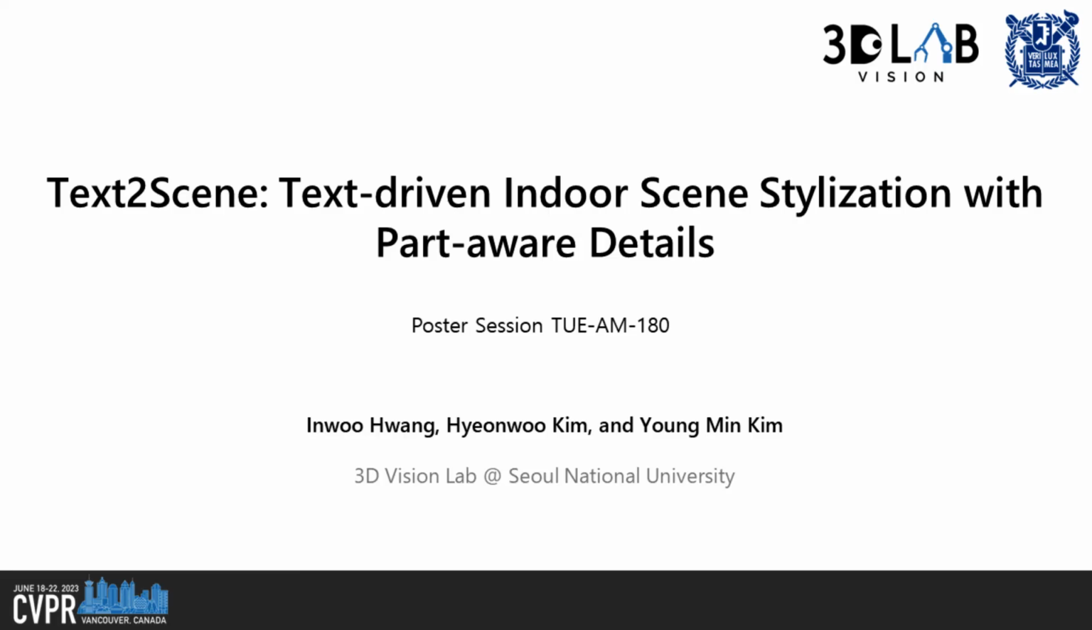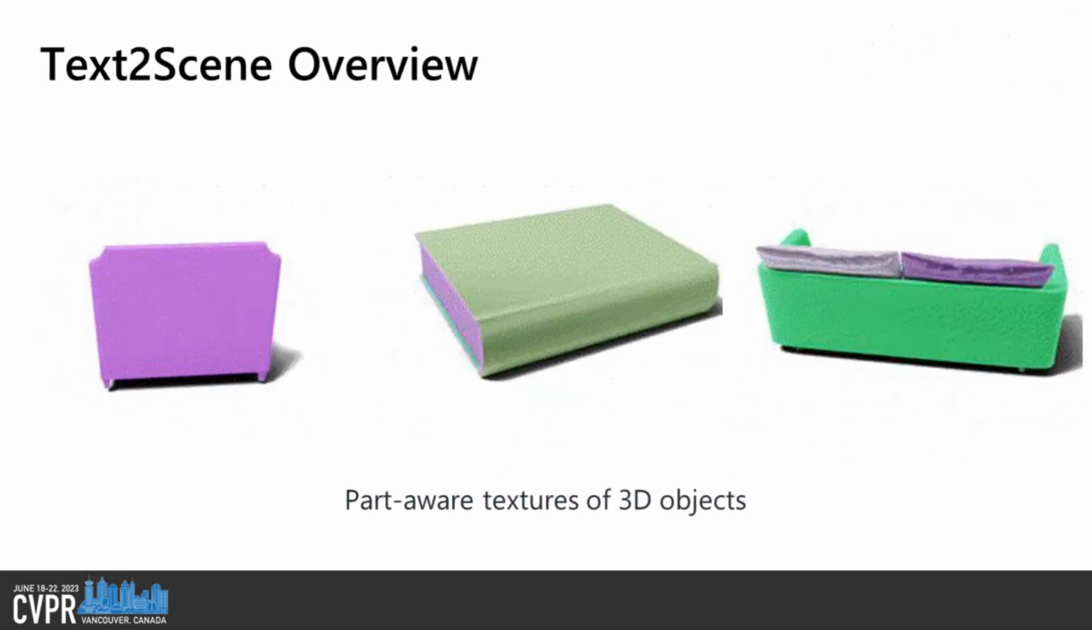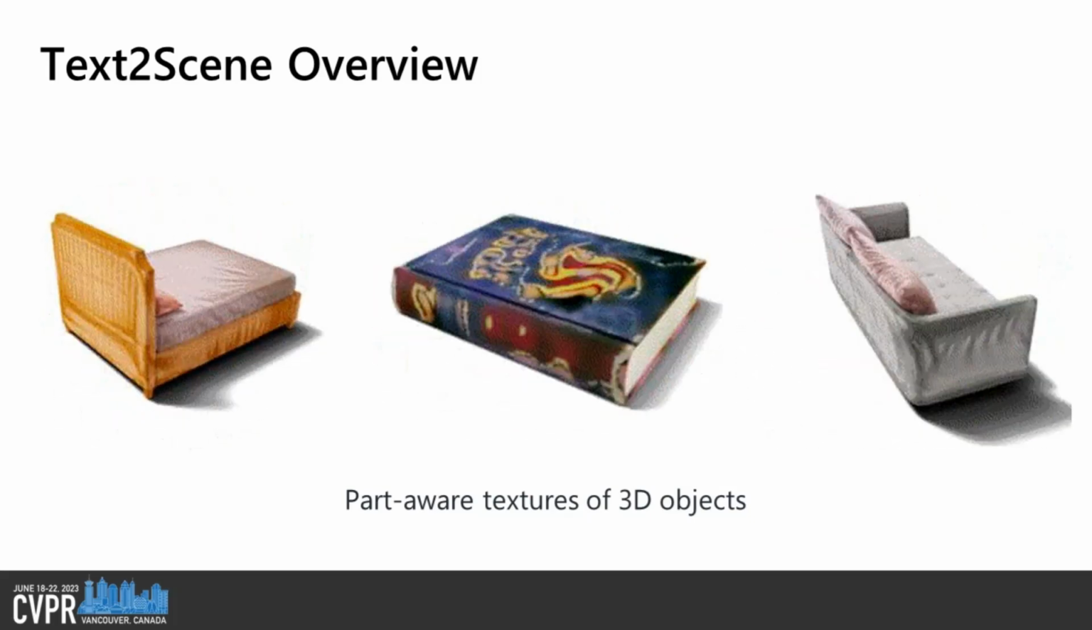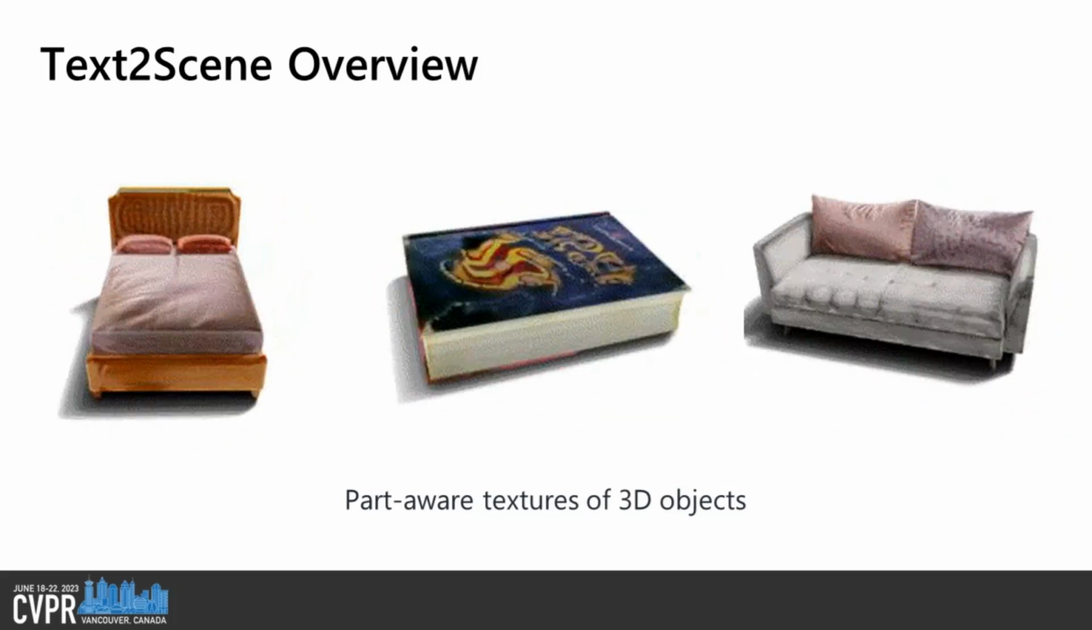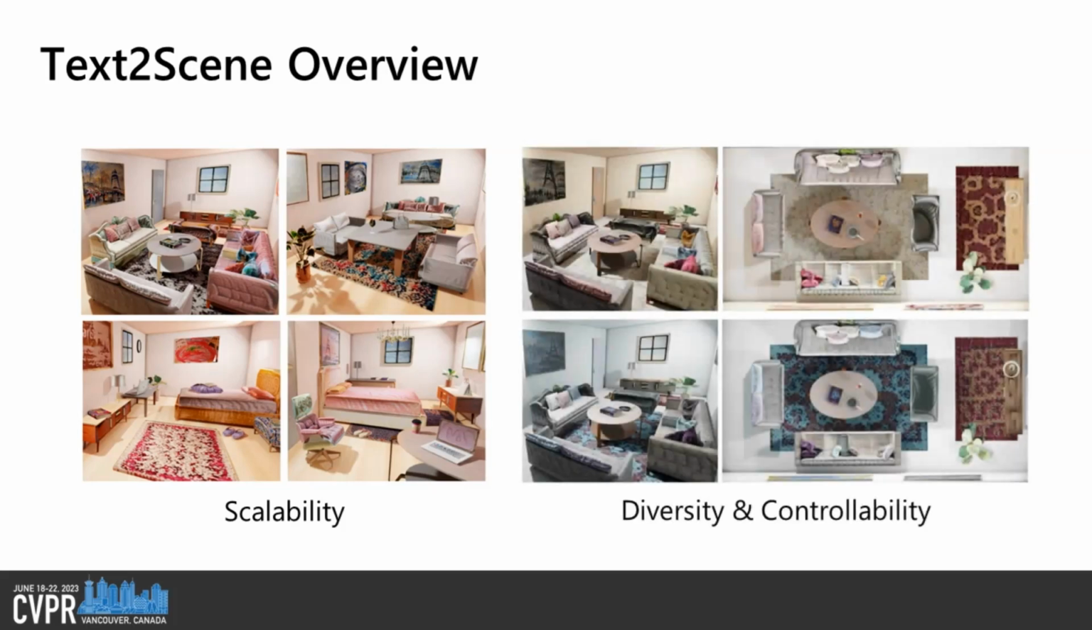We propose Text2Scene, text-driven indoor scene stylization with part-aware details. Our method creates realistic and part-aware textures for various categories of 3D objects, which can constitute high-quality virtual scenes. Also, our method is scalable and can create detailed and realistic textures for various indoor scenes. Further, diverse results can be obtained from the same 3D scene, controlled by input conditions.